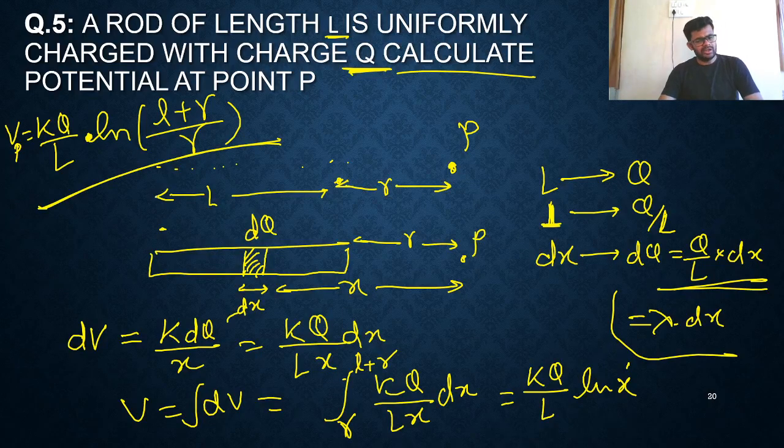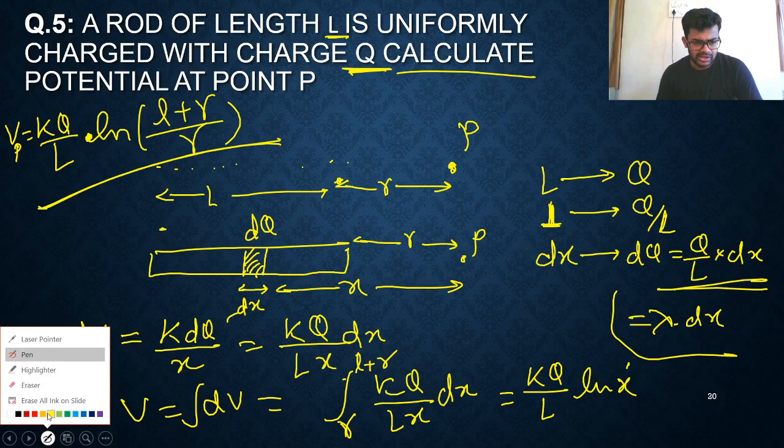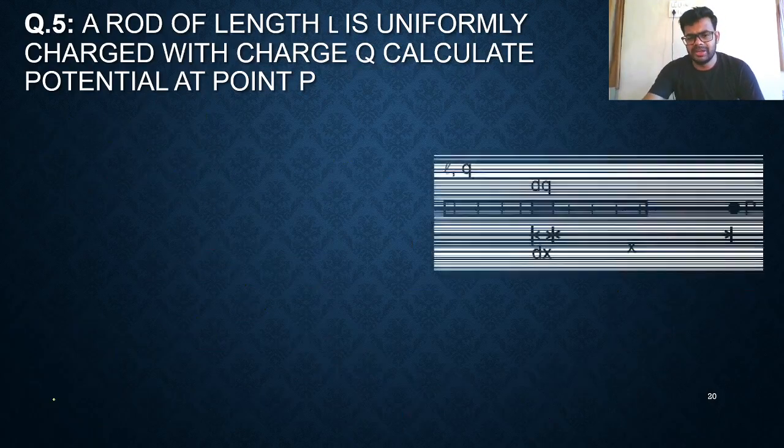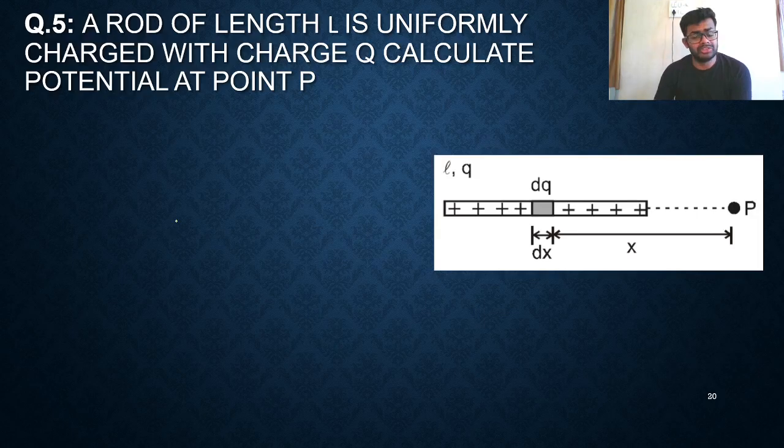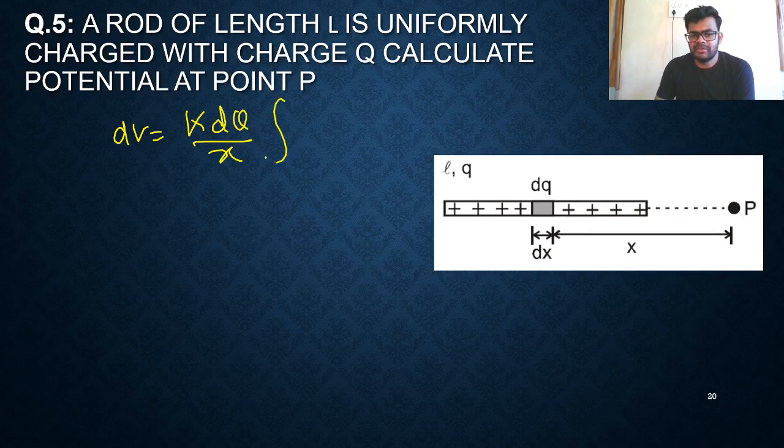Very simple. I hope all of you got it. If you did not understand, once again I am explaining. You have to choose a small segment. Why do you need to choose a small segment? Because you can apply the formula kq by r only for a point charge. So directly we'll say dV is equal to k dq divided by x. Now you need to find the value of dq. So you will say L length is having charge q, and one length will have charge q by L.